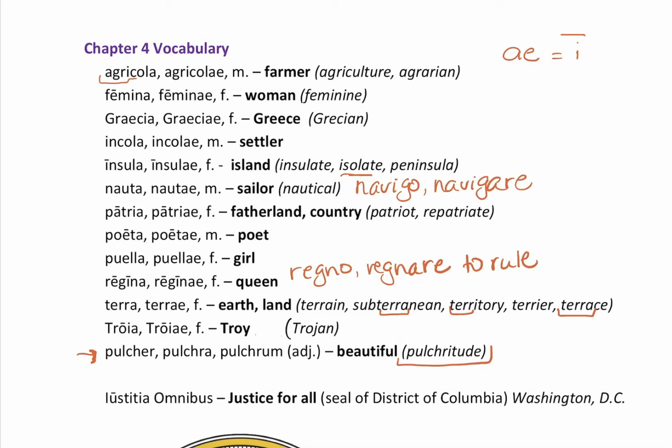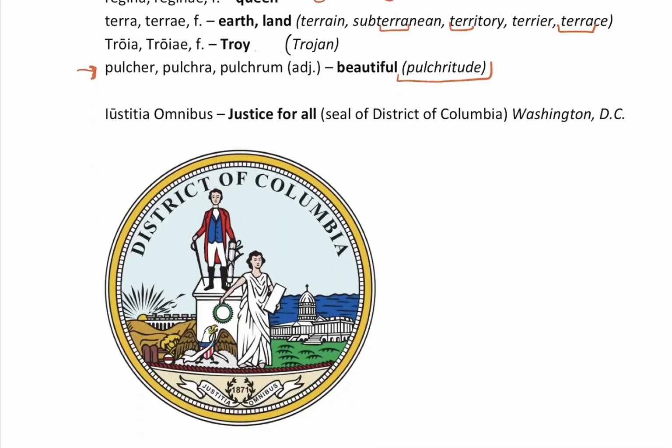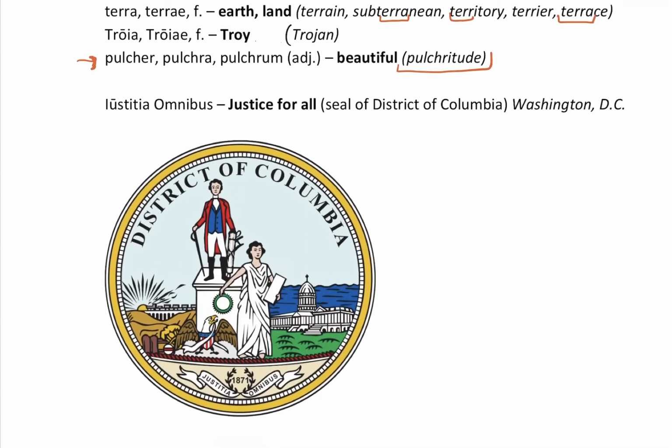Okay. Last thing I want to go over with you is the seal. Thought I would put it here in color for you. Iustitia omnibus, justice for all. Now in Latin, remember they didn't at first. Later on they did. They didn't have the letter J. I later on became the letter J.